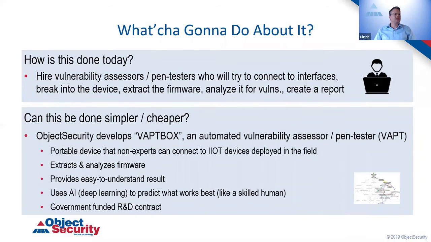And what we're developing is called VAPT. VAPT stands for Vulnerability Assessment and Pen Testing, and it's supposed to be an automated Vulnerability Assessor and Pen Tester. So basically a portable device that non-experts can connect to IIoT devices already deployed in the field. The device then breaks in, extracts and analyzes the firmware, and provides an easy to understand result.